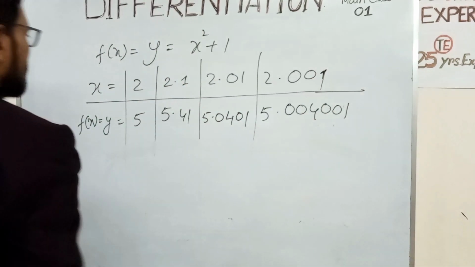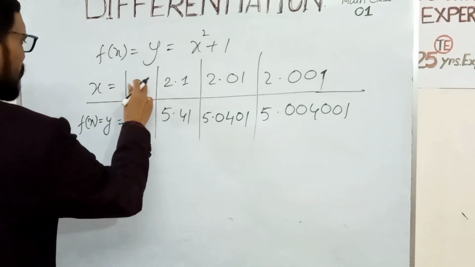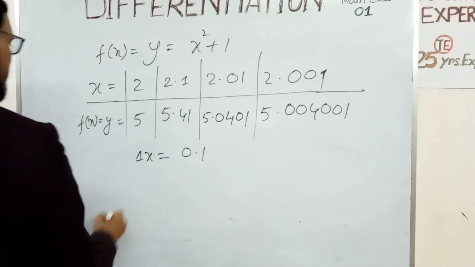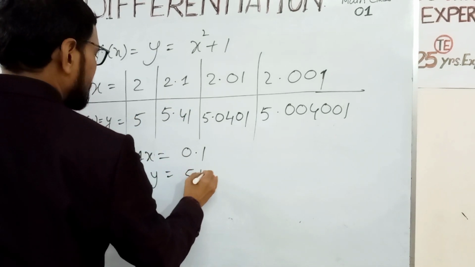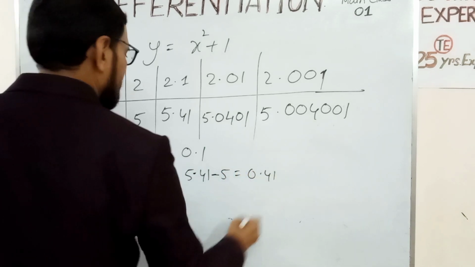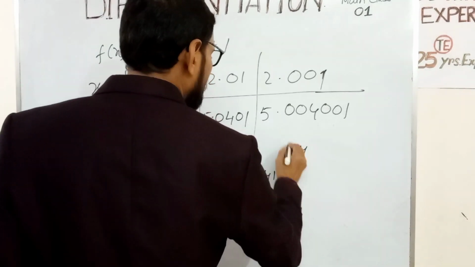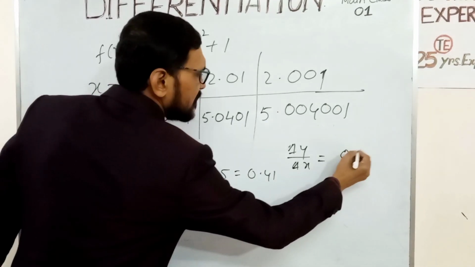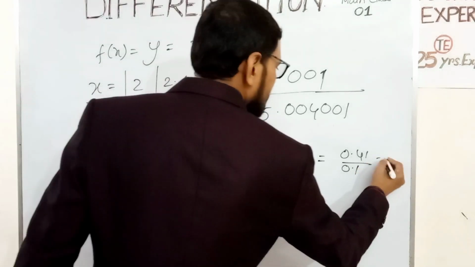So this is the value. Now if we increase the value of x from 2 to 2.1, what is the value of delta x? Delta x becomes 0.1, and then delta y becomes this minus this, 5.41 minus 5, which becomes 0.41. Now for this interval, delta y by delta x becomes 0.41 divided by 0.1, which is equal to 4.1.